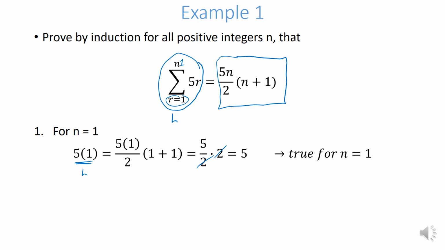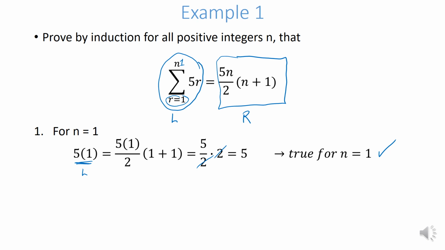So what we've shown is that 5 equals 5, that left equals right. And so we can make the statement here that our statement above is true for n equals 1. And that's the first step. In your exam, if you follow the steps, you will get marks for each step that you complete.